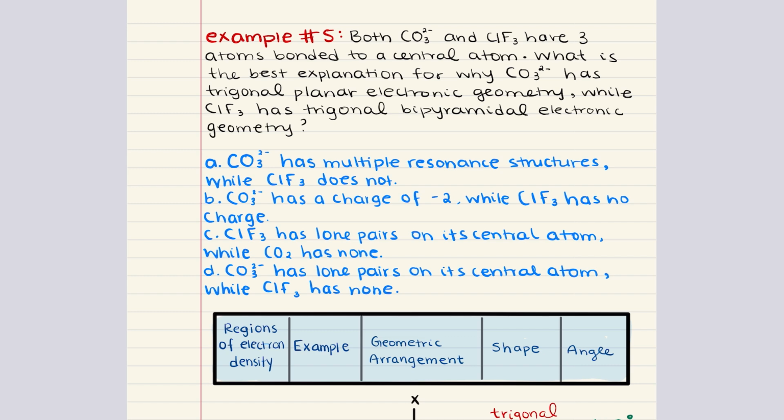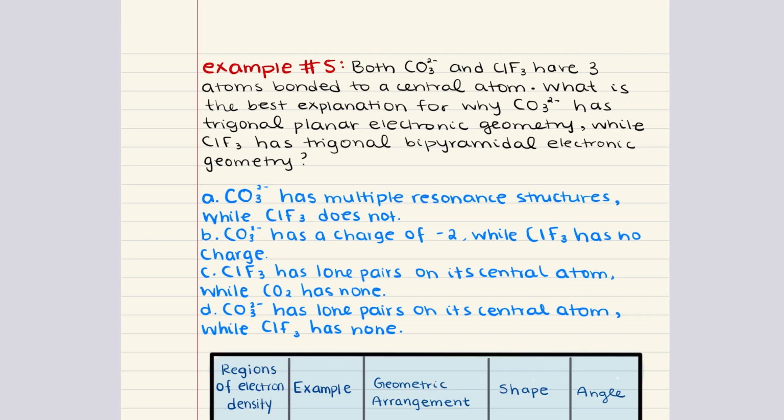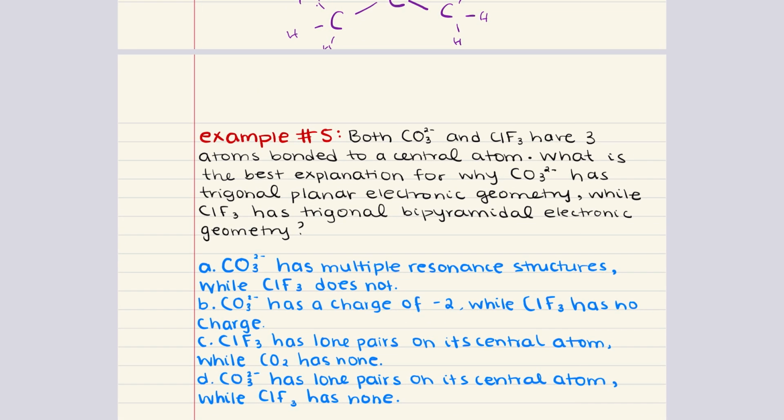So first, let's understand the structures and electron arrangements of both carbonate and chlorine trifluoride. Now, earlier we saw and discussed the carbonate ion in a previous question. We saw that it has a couple of resonance structures, but we're not going to concern ourselves too much about the resonance structures. We just need to draw one to get the gist. So the carbonate ion consists of a central carbon atom that's bonded to 3 oxygen atoms. So it looks something like this: carbon bonded to 3 oxygen atoms.